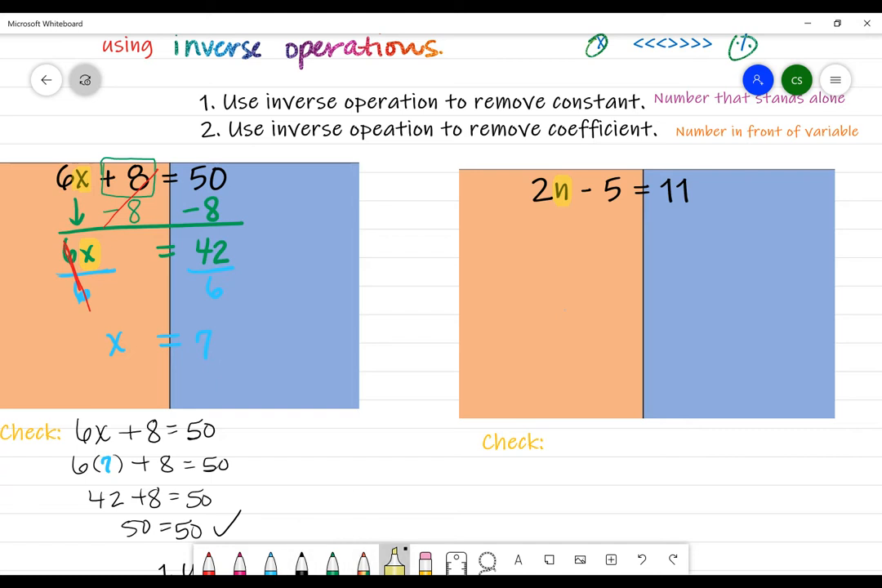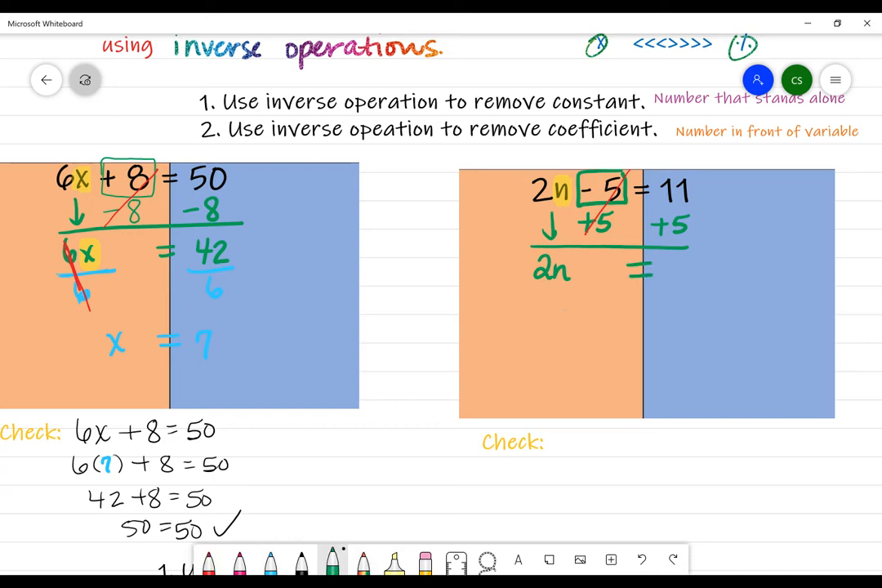So first things first, I don't want this constant over here. So I need to remove it so it can move to the other side. So the opposite of subtracting the constant is adding it. But if I add it to one side, to keep the equation balanced, I must add it to the other side. Well, I did nothing to 2n, so it just comes along for the ride. Minus 5 and plus 5, they're opposites, so they're going to cancel out.